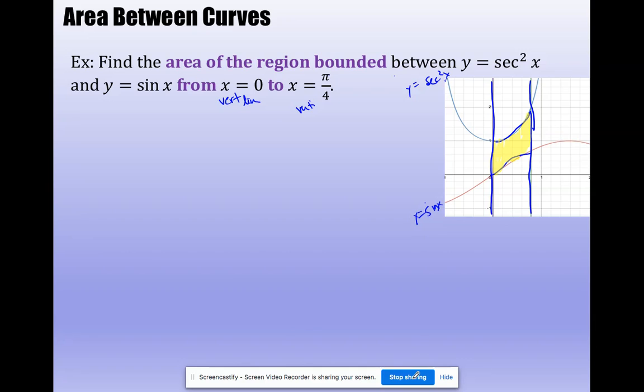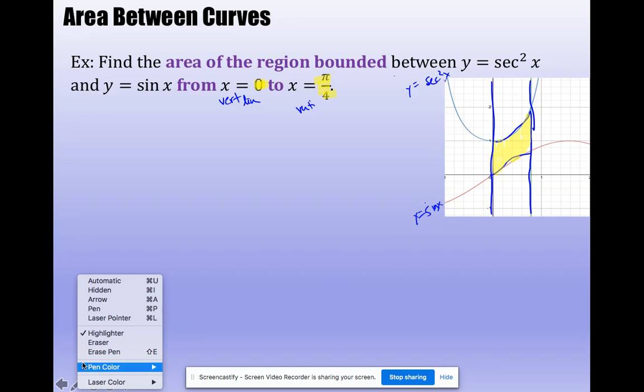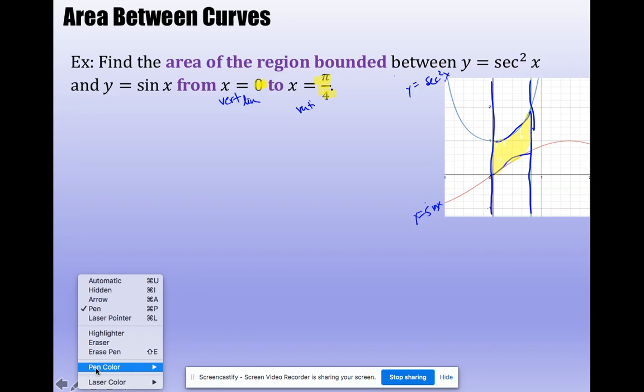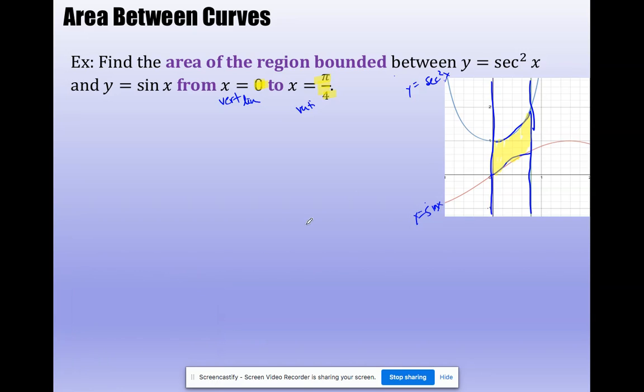There's no points of intersection. The two functions don't meet. They gave me the bounds. So step 1, sketch. Step 2, decide. Should you do vertical or horizontal? What do you think? Well, let me tell you a clue.